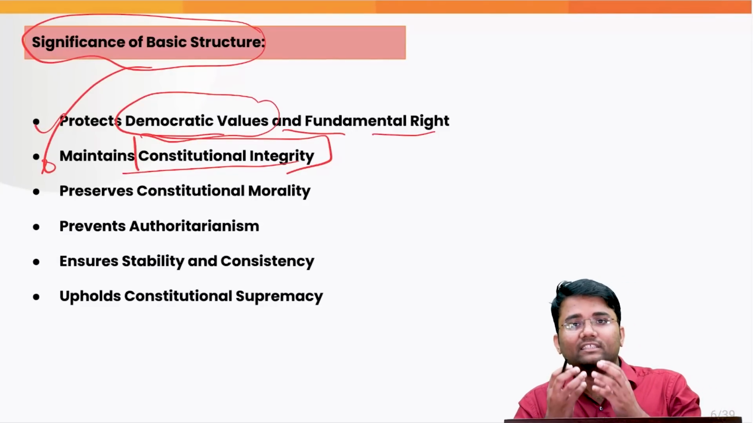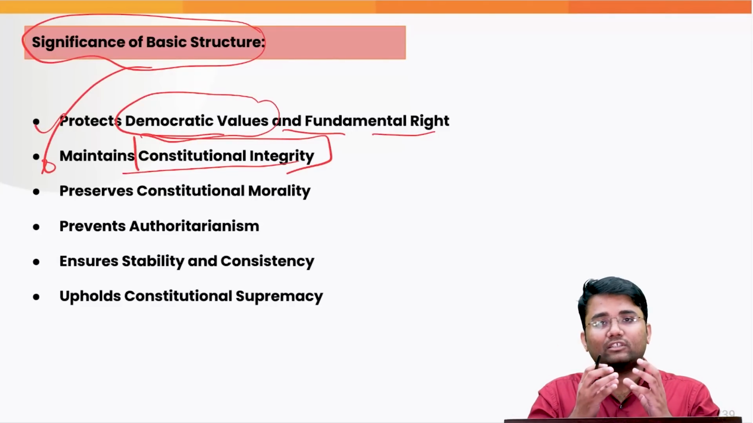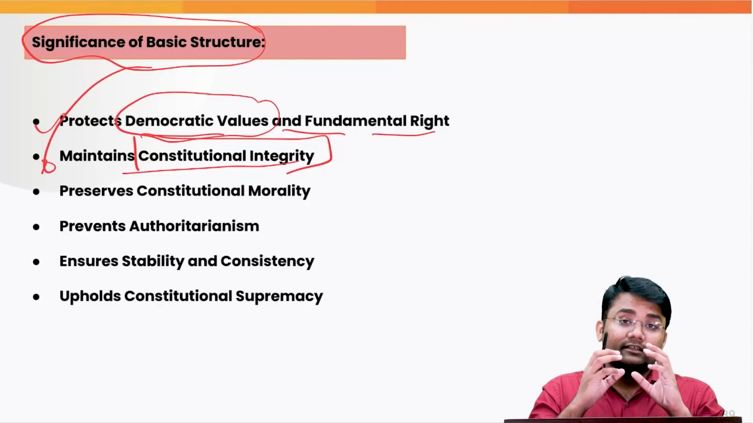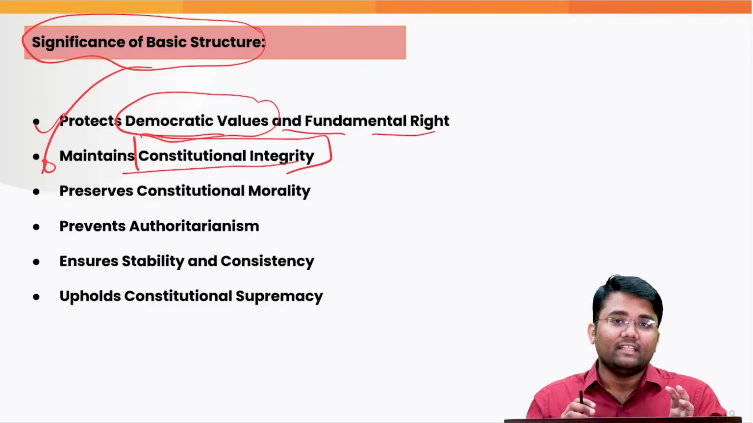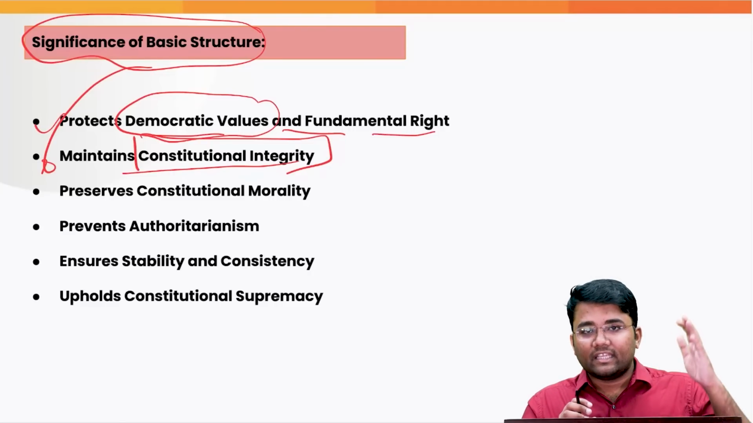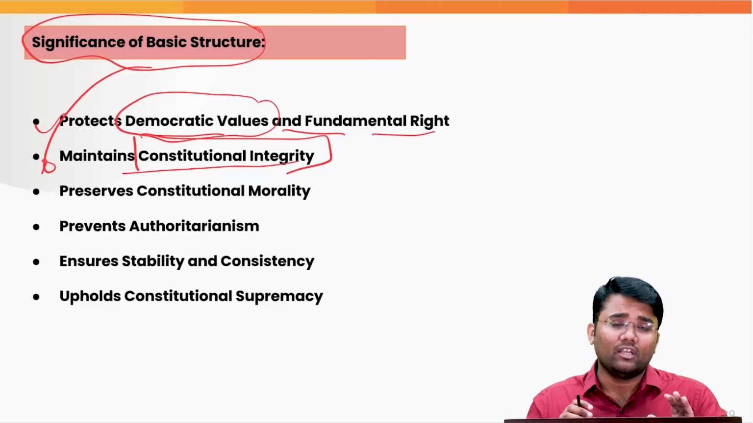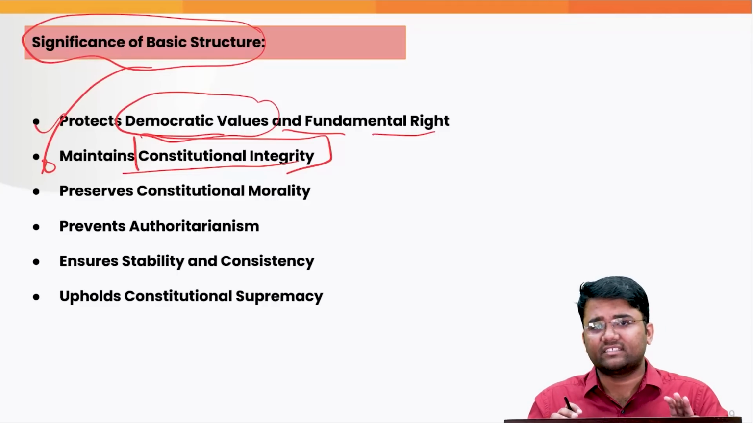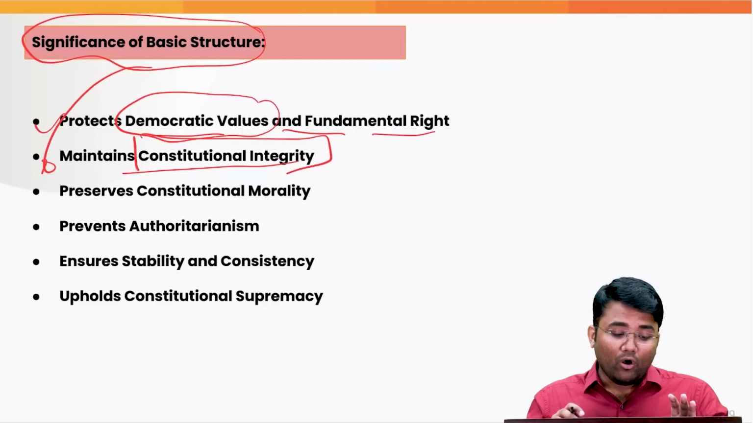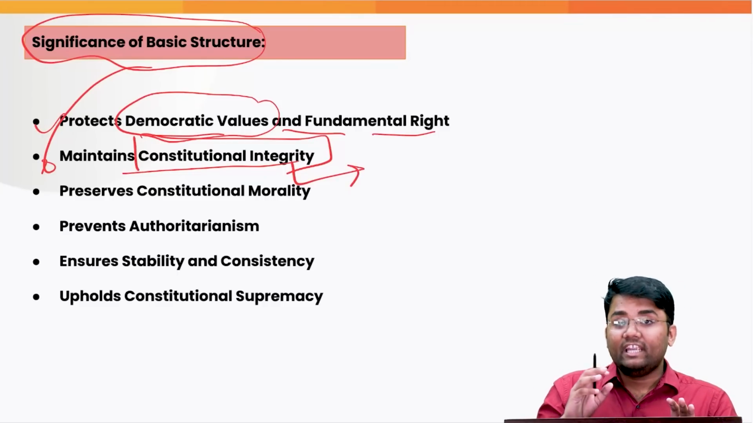The actual provisions of the constitution, whatever the constitutional makers had in mind, what they actually wanted in our constitution: that the constitution respects everyone and applies equally to all, and there is no discrimination on the basis of religion, race, caste, etc. So all that is maintained properly.